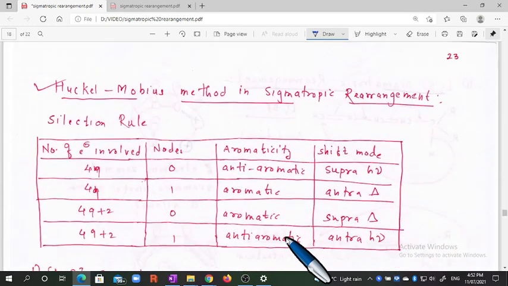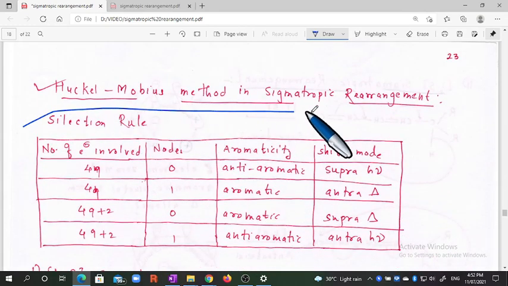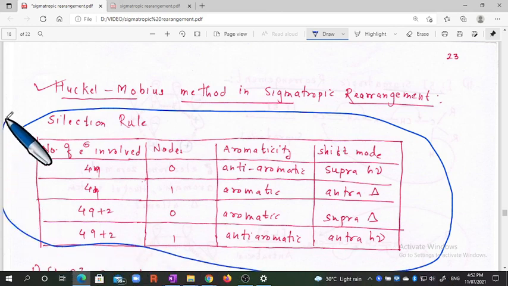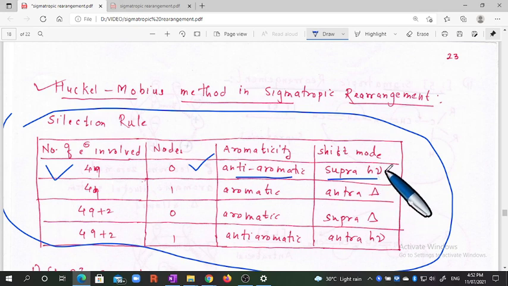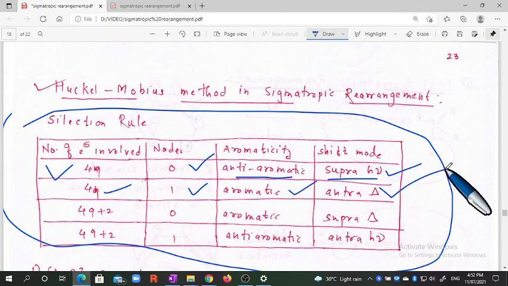Okay, from all this discussion we have derived our selection rule. By this rule, if the system is 4q and 0 node is present, then it is anti-aromatic and the reaction is supra and photochemically allowed. Like that, you can observe this selection rule and try to find which reaction is photochemically allowed or thermally allowed.